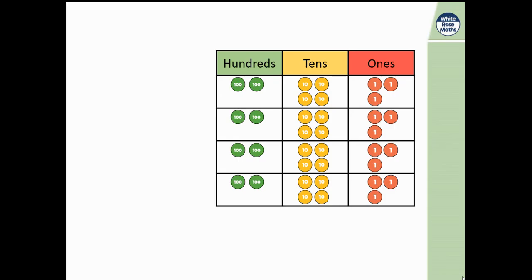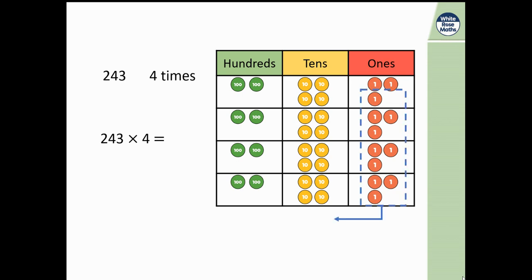Okay, so you can see that I have got 1, 2, 3, 4 rows, and in each row I have got the number 243. So to write that as a multiplication, there are 243 in each row, and I have got a total of 4 rows. So I could write it like that: 243 multiplied by 4.